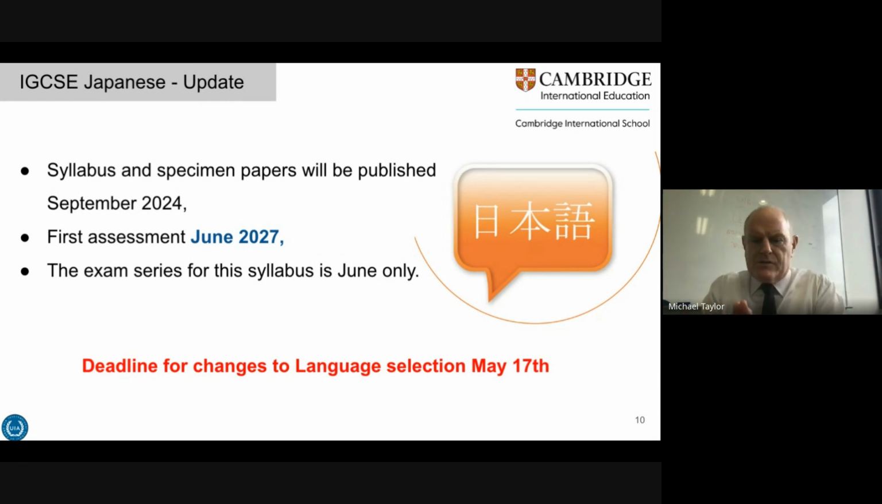Now, as Dr. Frederick spoke to you, he indicated about the Japanese. This has long been a bugbear of ours that there were not sufficient options for our students, particularly as we are a school in Japan. So last week I was at the East Asia Cambridge conference, and they announced that Japanese will be included as IGCSE.